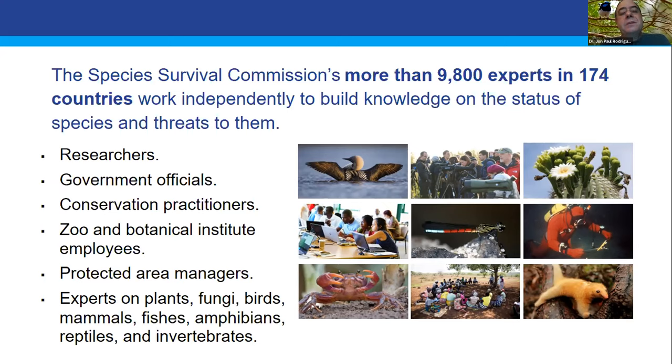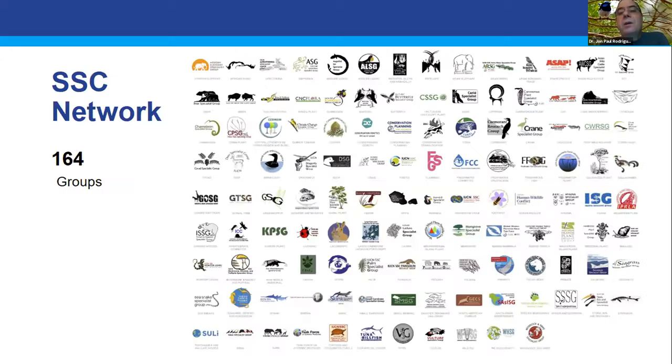And the SSC is composed of people from all kinds of different disciplines and experiences. Scientists, of course, tend to be our primary membership, but we also have people working in government, others who are practitioners of conservation, a lot of zoo, botanical garden and aquarium engagement in the last few years, people who work in protected areas, and experts in the different taxonomic groups that you can see there below, which is just a sample of the work that we do. The SSC network has 164 groups at the moment. Those logos there are not for you to see them carefully, but just to get a flavor of the diversity within the commission.